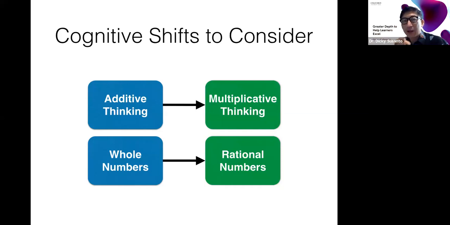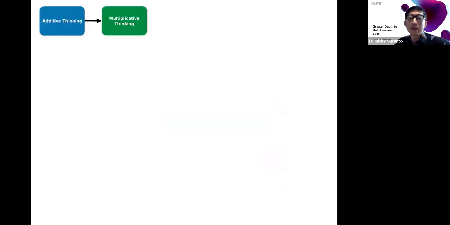Okay, I'm going to talk a little bit more about that in the next slide. But the second shift that happens when you're learning fractions is moving from the world of whole numbers into a different world of numbers, the rational numbers. No longer are you dealing with just discrete numbers, 1, 2, 3, 4, but now there are fractional values. So let me show you an example of additive thinking.